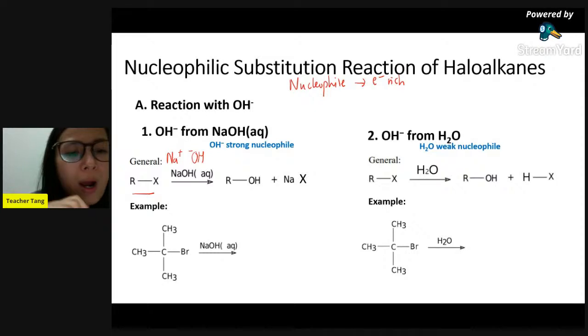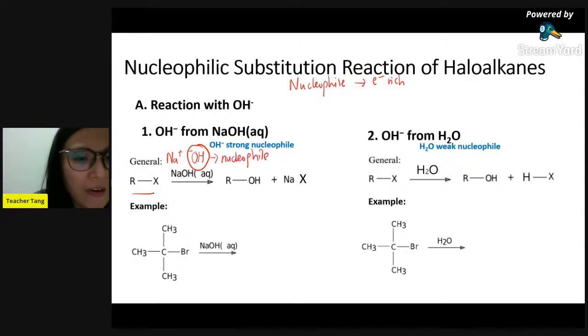So in your sodium hydroxide, which one is your nucleophile? It's just the hydroxide ion. So this is your nucleophile. Therefore, only the hydroxide ion will attack the carbon that is partially positive charged in your haloalkane to replace the halogen, to give you the byproduct sodium halide.